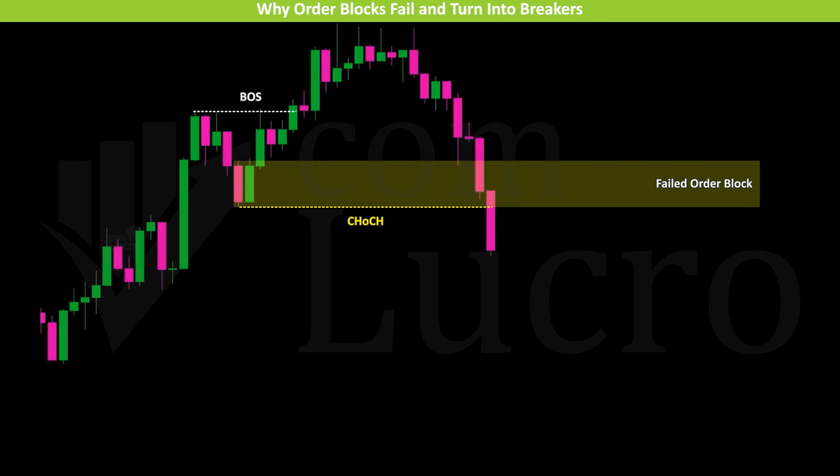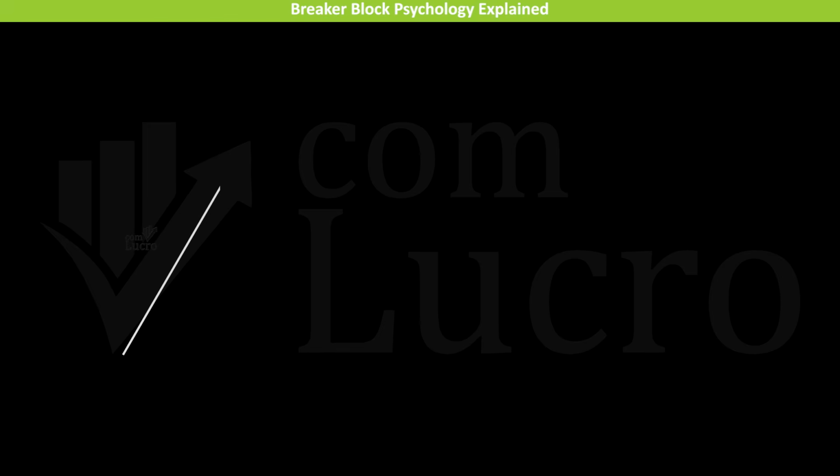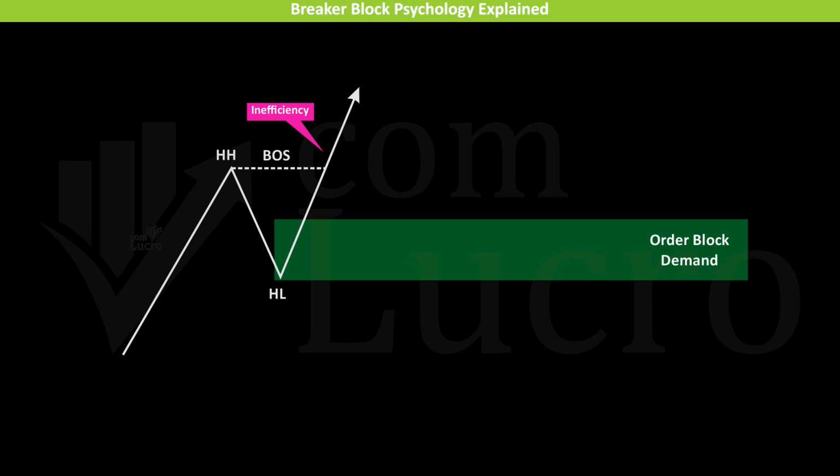When a valid demand order block fails to reject the price, and the market breaks through it to the downside, it turns into a supply level known as a breaker block. In this situation, we expect the price to reject that zone and continue pushing lower. Now, let us look at the psychology behind the breaker block and understand how it works.